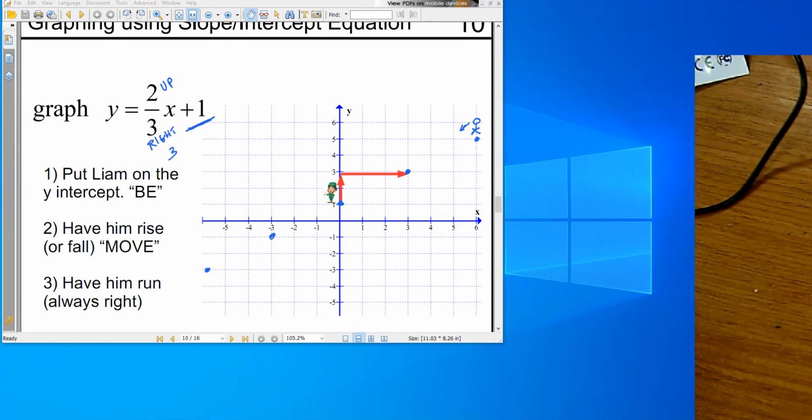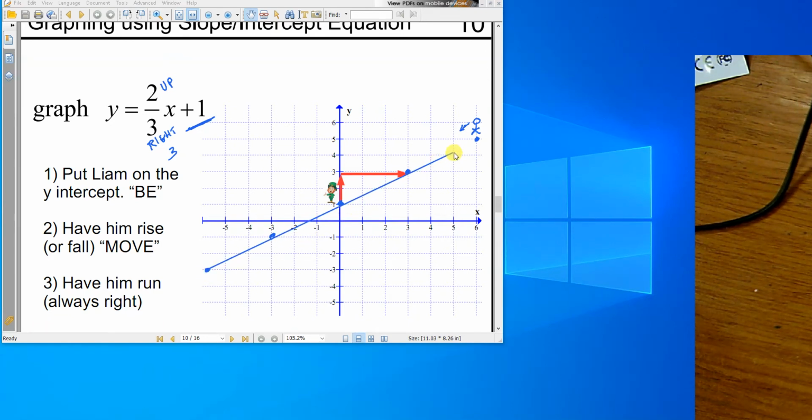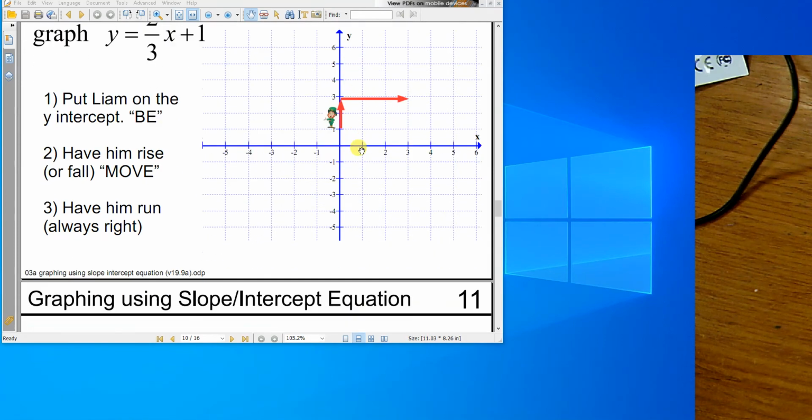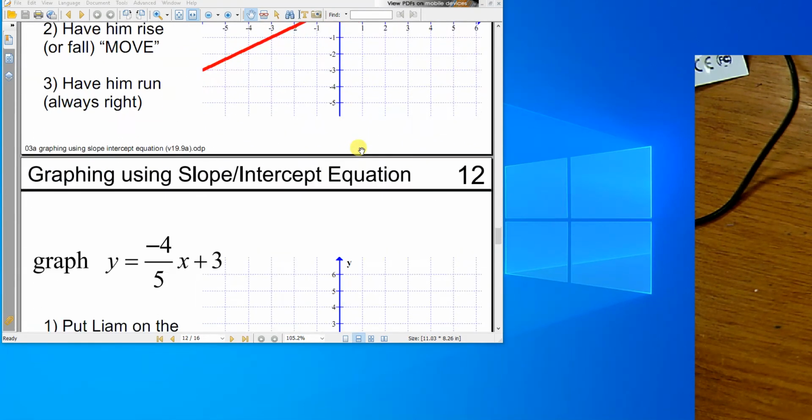And I say that he's like dropping little coins. He drops coins from his pot of gold. And then once we have all those points, we can draw the line. Let's try another one.